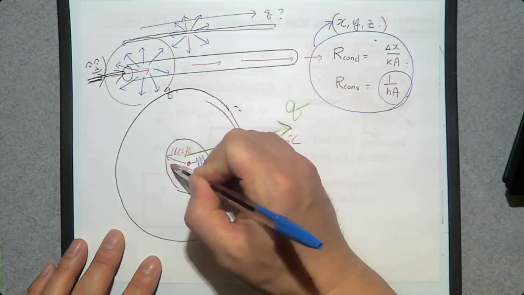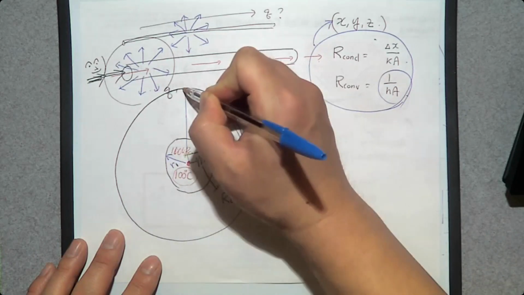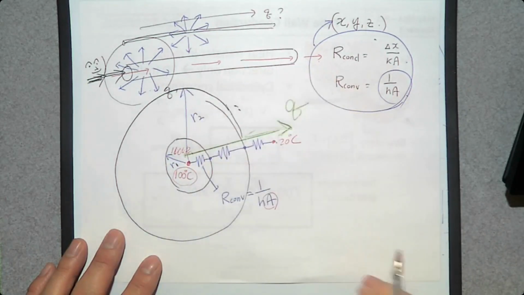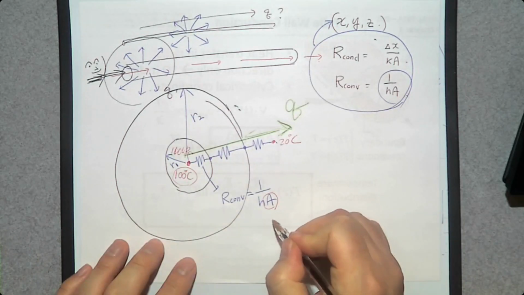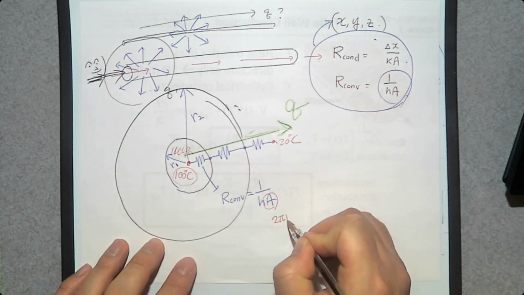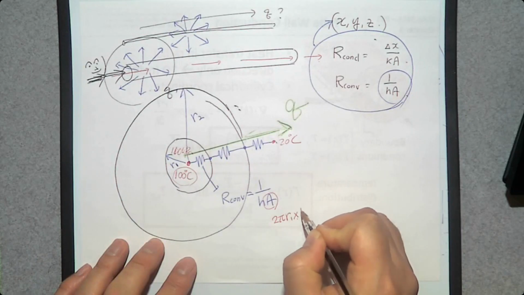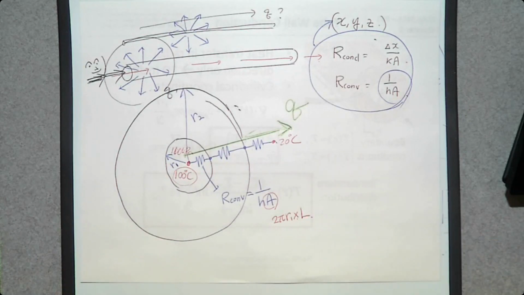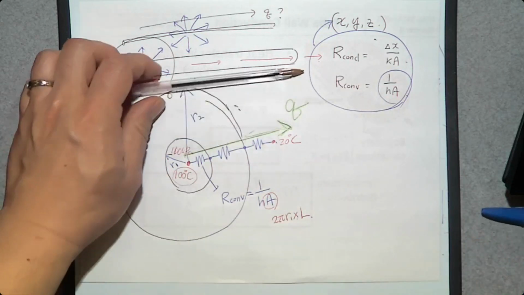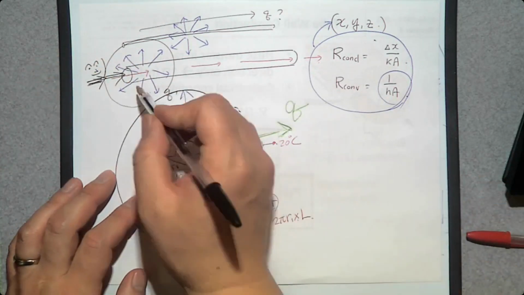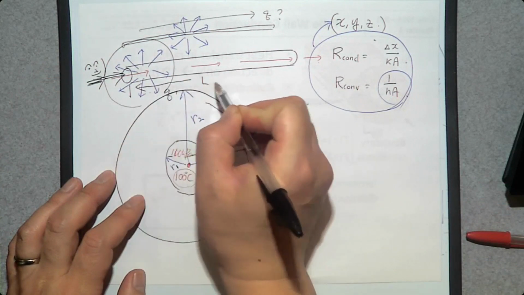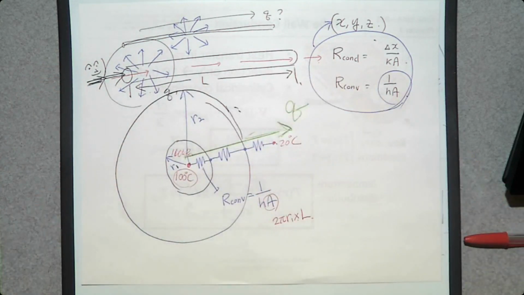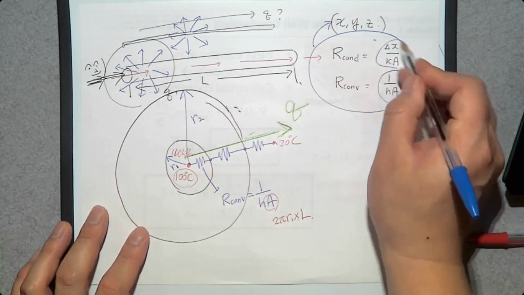If we say this is R1 and this is R2, this area is going to be 2 pi R1 times the length of the pipe. I'm going to say the length is L. So that's how you can determine convection resistance. What about conduction resistance? This one. Can we use this one? Let's see.